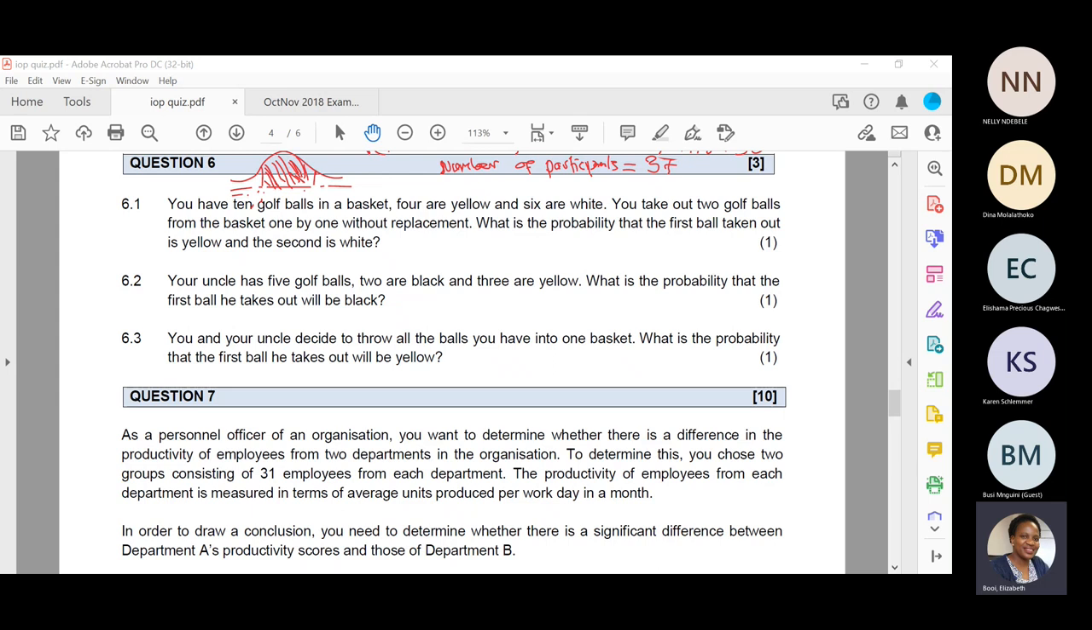So how did you calculate it? So I said the probability that the first ball is yellow is 4 divided by 10, which is 0.4. And so for white, there are now 9 balls left. So for white it is 6 divided by 9, which equals 0.667. That's what I got. Yeah, me too. I also got the same.